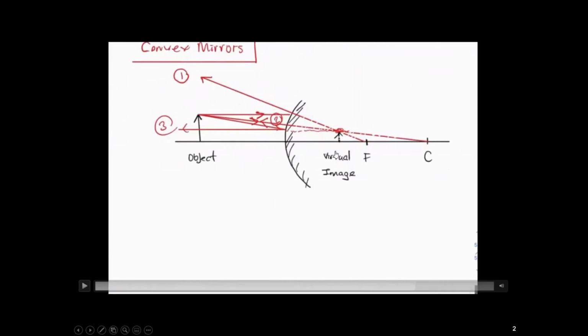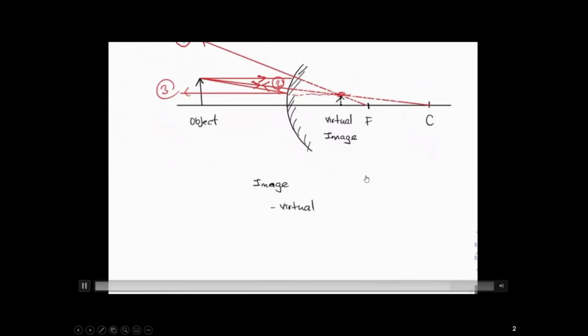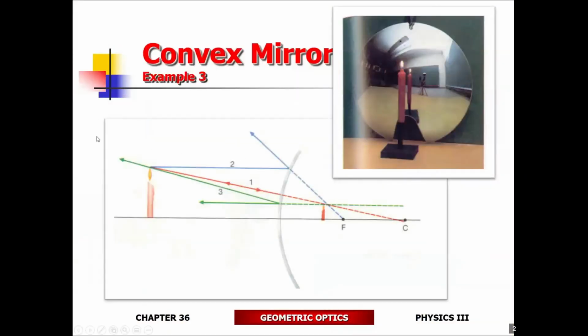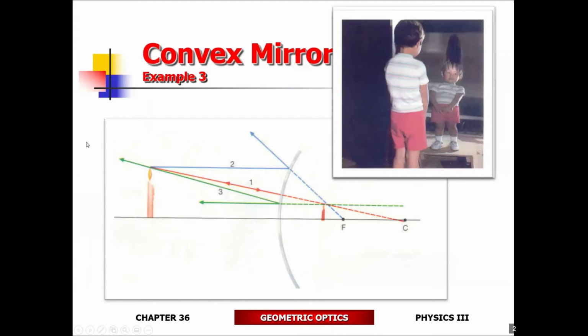So that's where the image is going to appear. It's in virtual space, so the image is going to be virtual. It's going to be upright, virtual, and small. Hence the reason why the images generated by convex mirrors will be smaller. They will appear inside the mirror, which means they will be virtual. They're going to be smaller, and they will be upright.